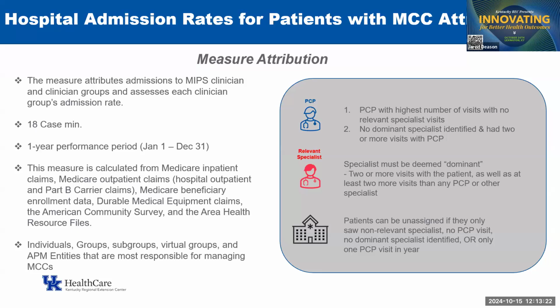This measure applies to individuals, groups, subgroups, virtual groups, and APM entities, and it only has a case minimum of 18. With that, I'm going to hand it over to Vicki, and she's going to walk us through the next 2 measures.